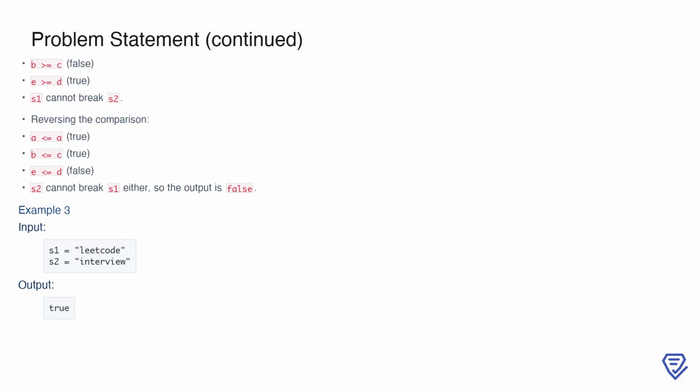Reversing the comparison, we check if S2 can break S1. At index 0, A is less than or equal to A, which is true. At index 1, C is greater than or equal to B, so that's true. However, at index 2, D is not greater than or equal to E, so that's false. Since neither string fully breaks the other, the output for this example is false.